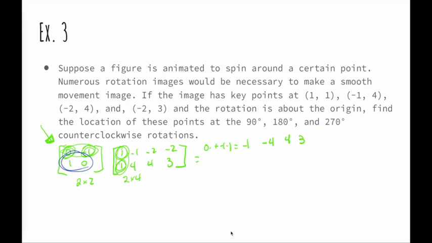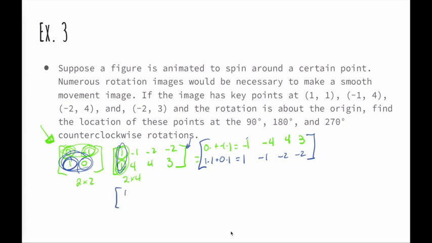Then we take the second row of the matrix and multiply it by each column. So 1 times 1 plus 0 times 1 is going to be 1. You're multiplying the x by 1 and the y by 0, so the x's just stay the same. So it's going to be -1, -2, -2. And this gives us our matrix for the coordinates rotated 90 degrees about the origin.